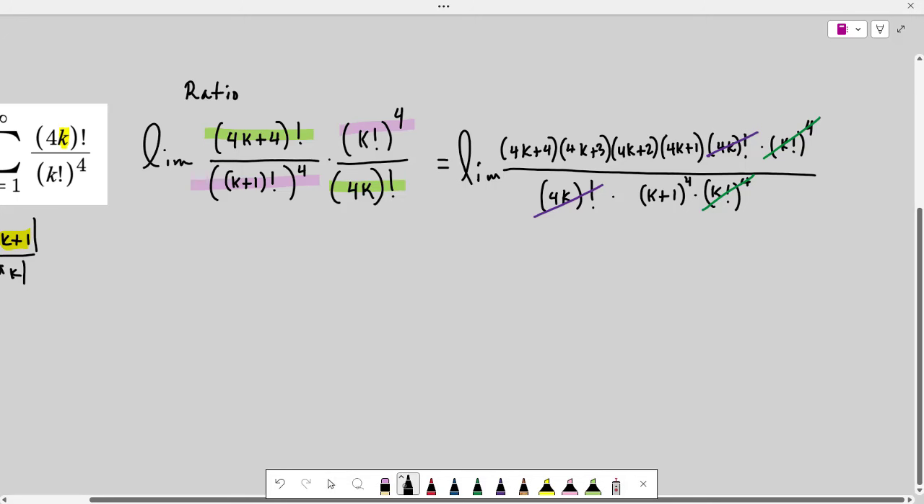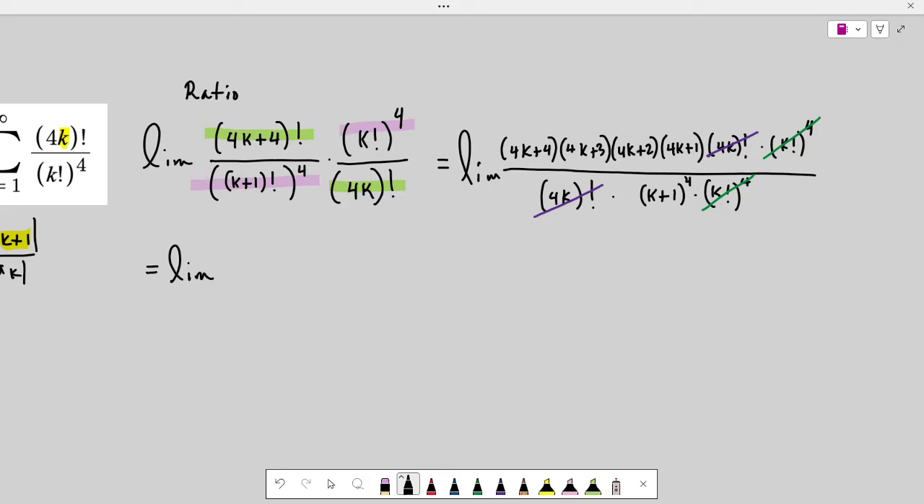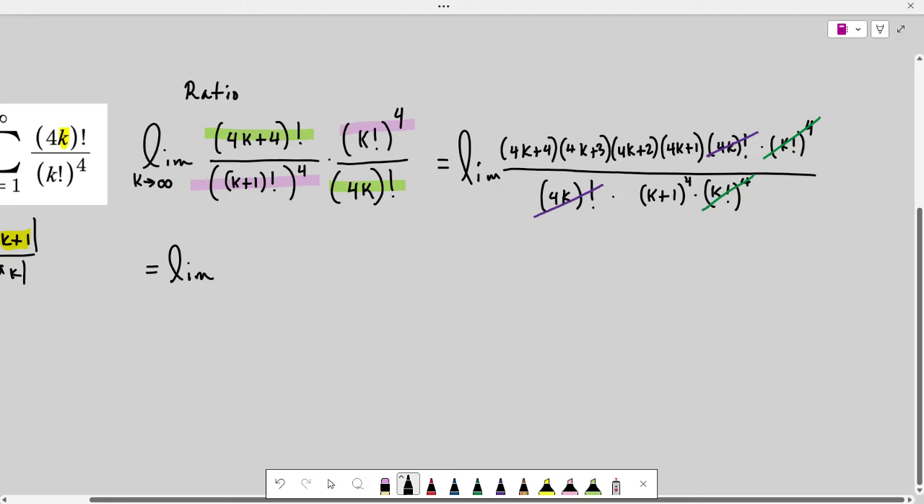And now we have a polynomial in the numerator. If we were to FOIL that all out, a polynomial in the denominator, if we're going to FOIL it all out. And we know that when we're taking a limit at infinity, polynomials can be reduced to their dominant term. So the dominant term in the numerator will be the first times the first times the first times the first. That'll be the dominating term. It'll have the highest power.